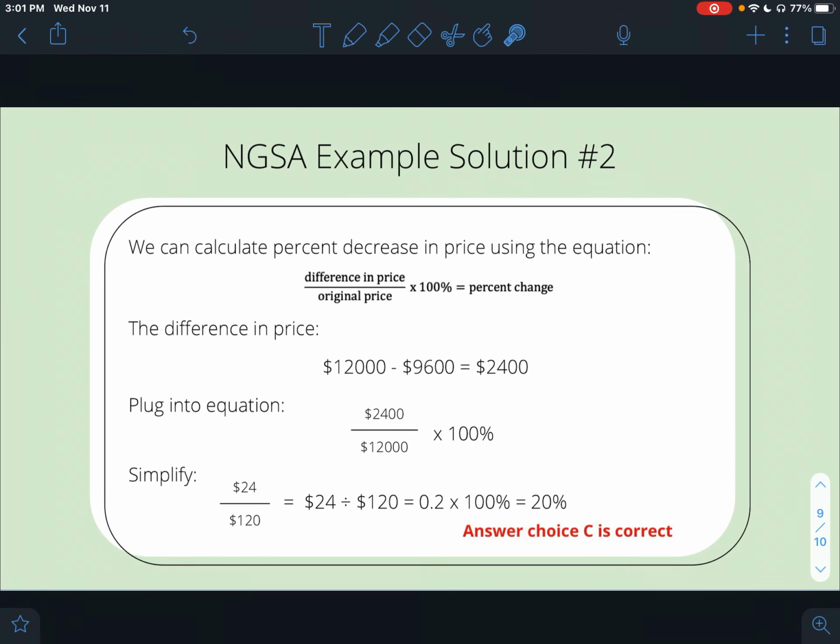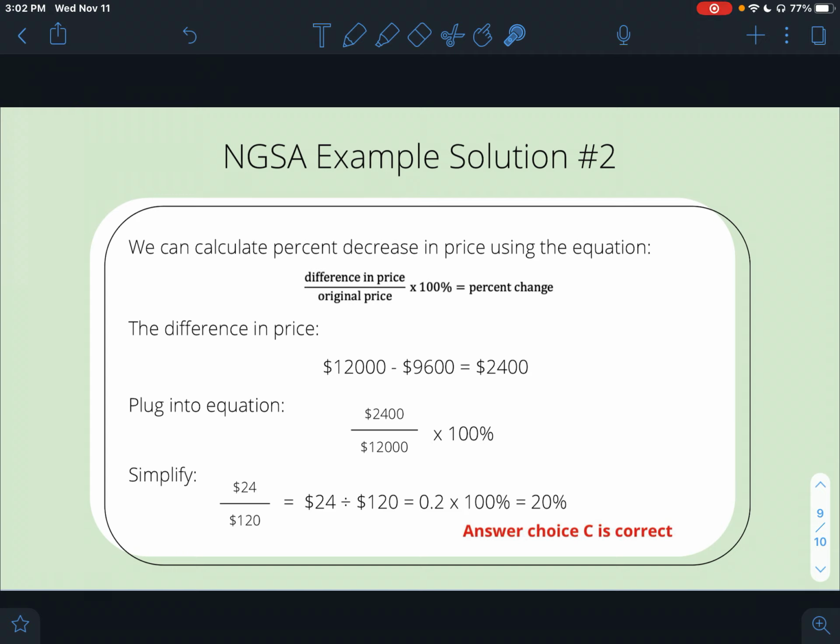Let's look at the solution. To find percent change, we use the equation difference in price over original price times 100. They tell us that the price decreased from $12,000 to $9,600. So we can find the difference in price by subtraction. $12,000 minus $9,600 equals $2,400. We can then plug in the difference in price into the equation as well as the original price. So difference in price goes on top and original price, $12,000, goes in the bottom.